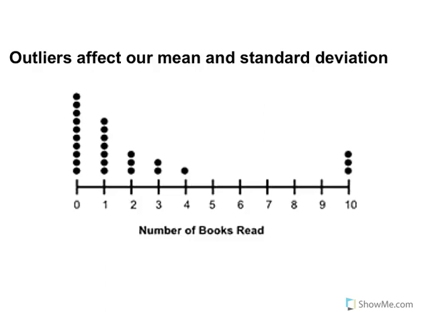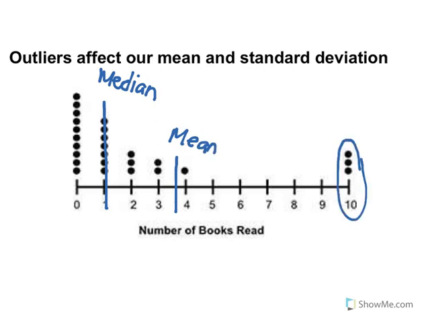Now, outliers affect our mean and our standard deviation. So when we're taking a look at this dot plot, our median is going to fall somewhere right in here. But what's going to happen is our mean is going to get pulled towards the direction of the outliers. So our outliers are over here.